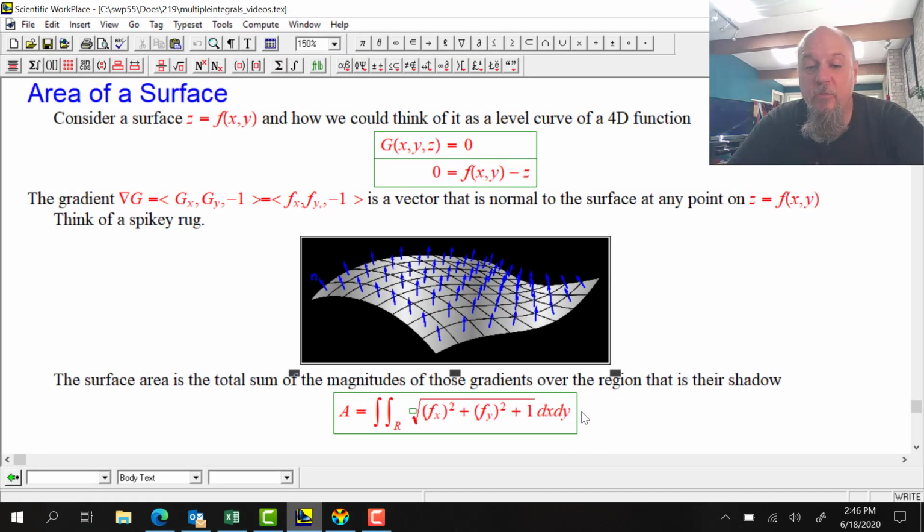All right, other reasons why this formula makes good sense to us. The gradient of a function points in the direction of greatest increase.